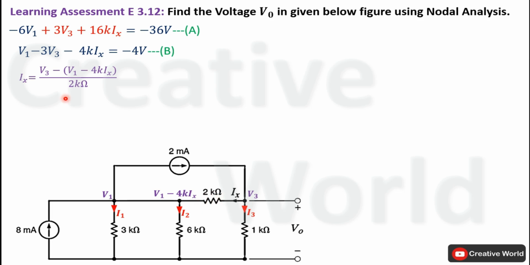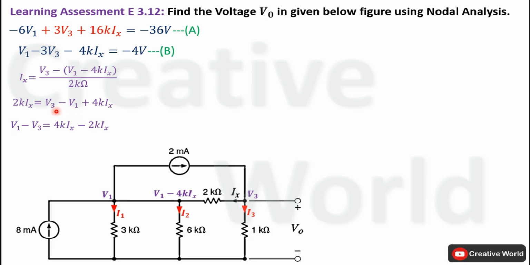Now multiply on both sides with 2 kilo ohm and open these brackets. The equation will become 2k Ix is equal to V3 minus V1 plus 4k Ix. Now swap the position of these two variables with this variable. The equation will become V1 minus V3 equal to 4k Ix minus 2k Ix. This 2k Ix is placed on the right side of equal. It is converted into minus 2k Ix.